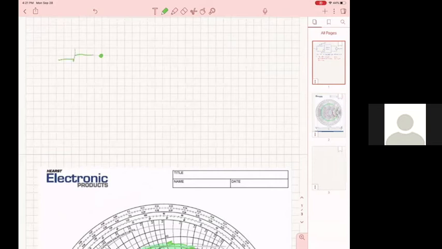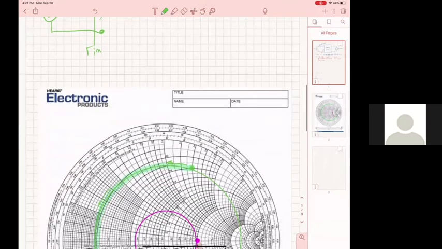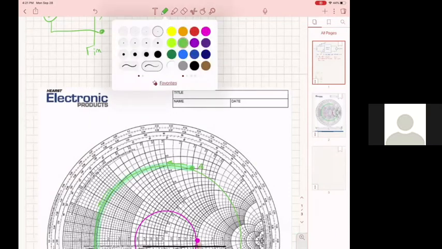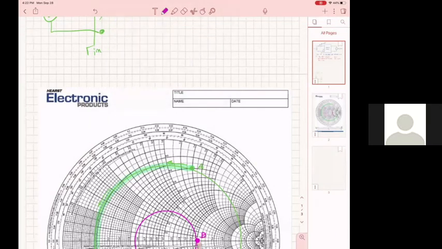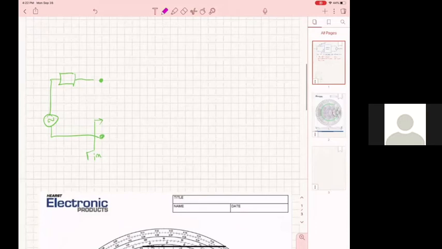I meant to say. And this is the input reflection coefficient that I need. All right, so that's the point I'm going to call A, and the other is point B, say. And my load is here, and this is point B prime, and this is point A prime.